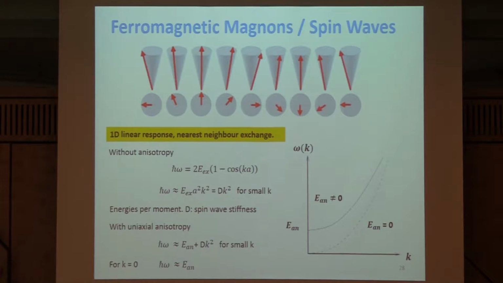Very simple pictures here. So the simplest nearest neighbour exchange, J. For ferromagnets, you can go through a classical argument, you can go through a quantum argument, but you come to pretty much the same dispersion relationship. So if you've got no anisotropy, at small k it just rises quadratically with a prefactor D, which is the spin stiffness. More interesting for us is if there's a uniaxial anisotropy present, it's gapped. There's a finite energy to excite that zero k mode.